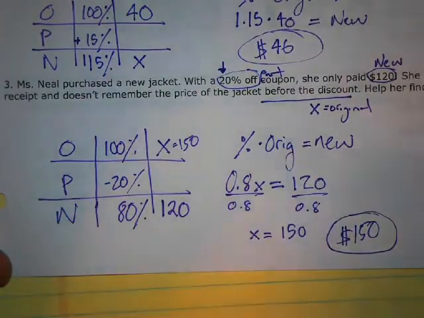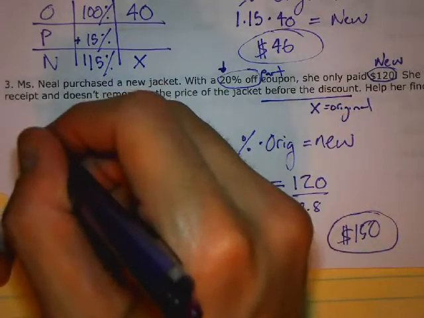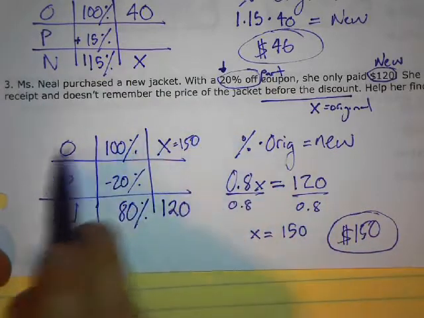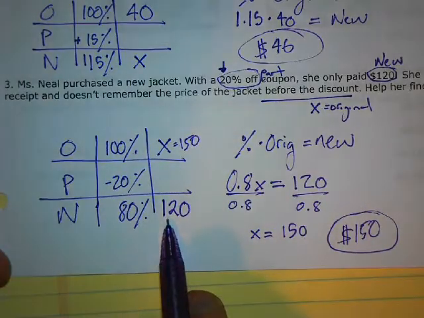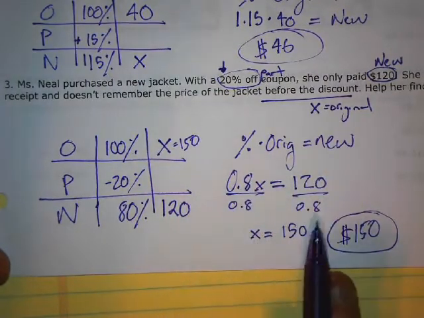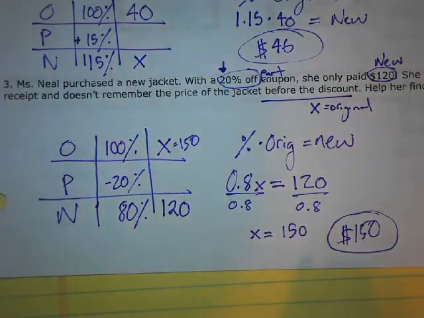Okay, as you're working through these problems, every single time, make an original part new table. This is your key to success because it helps you to organize the information, and then once you've got it organized, all you have to do is set up the equation based on what you know. Good luck, and yeah, keep doing those percents.